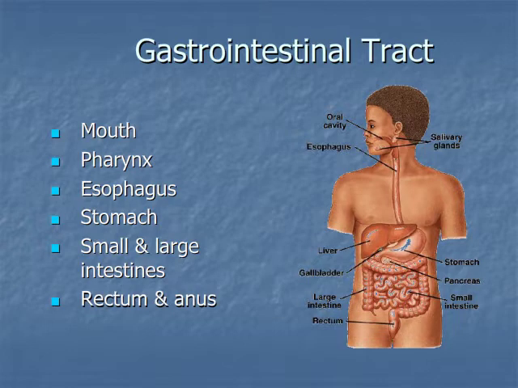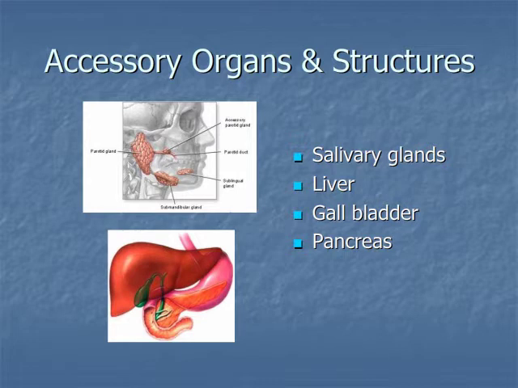So examples of GI tract organs include the mouth, pharynx, esophagus, stomach, small and large intestines, and also the rectum and anus. Whereas examples of accessory organs are things like the salivary glands, the liver, the gallbladder, and the pancreas.